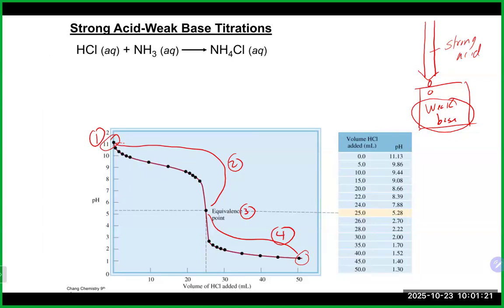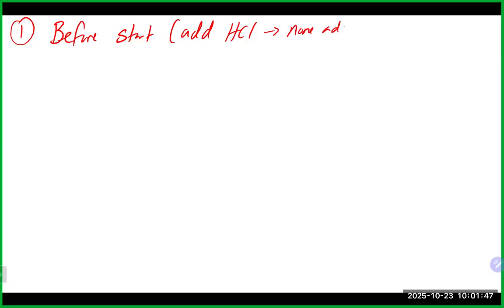So, for example, a titration where you're using hydrochloric acid to titrate ammonia, which is a weak base. Let's just talk through step number 1, which is obviously before we start our titration. So before we start or add any HCl, in this case, the only thing that we have in our beaker or flask is our weak base.